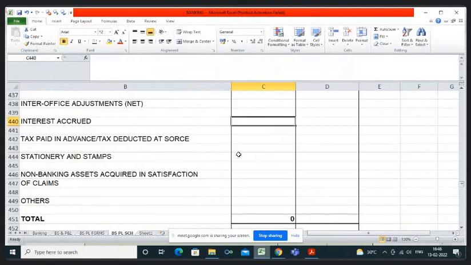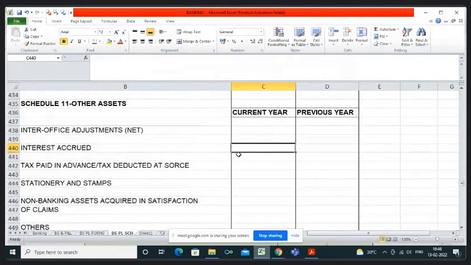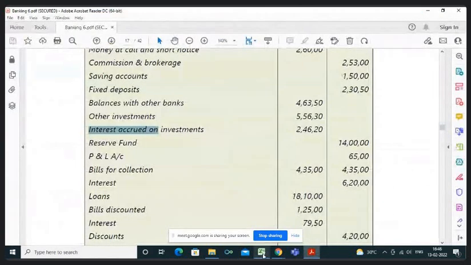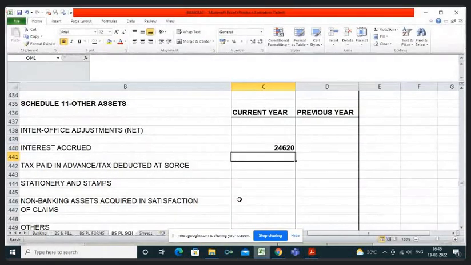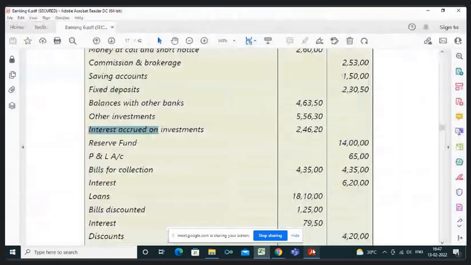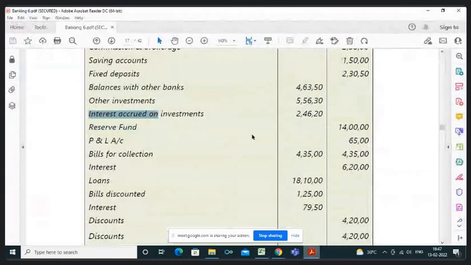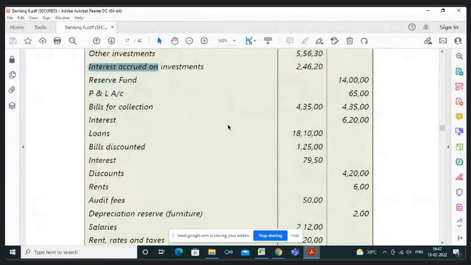Is it an advance? No. Then it does not belong to all these assets. I will take it to the other assets, schedule number 11. So move on to the schedule number 11, interest accrued. So how much is the amount? 24620, the other assets.